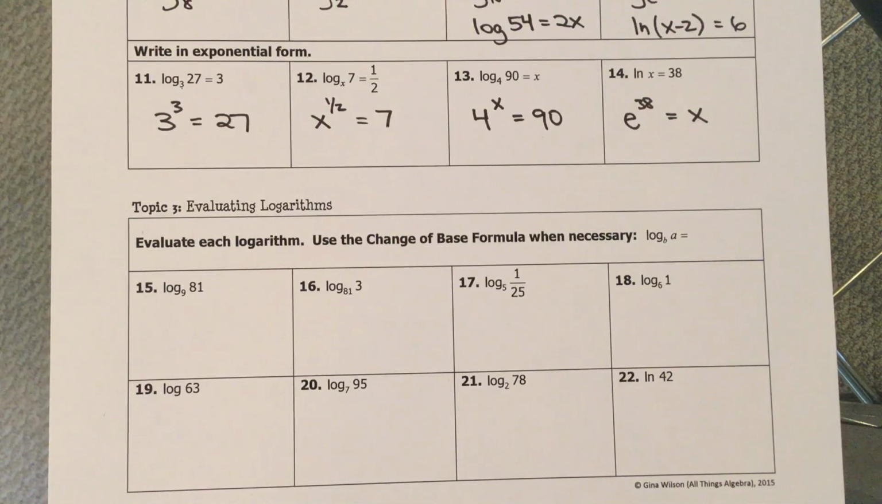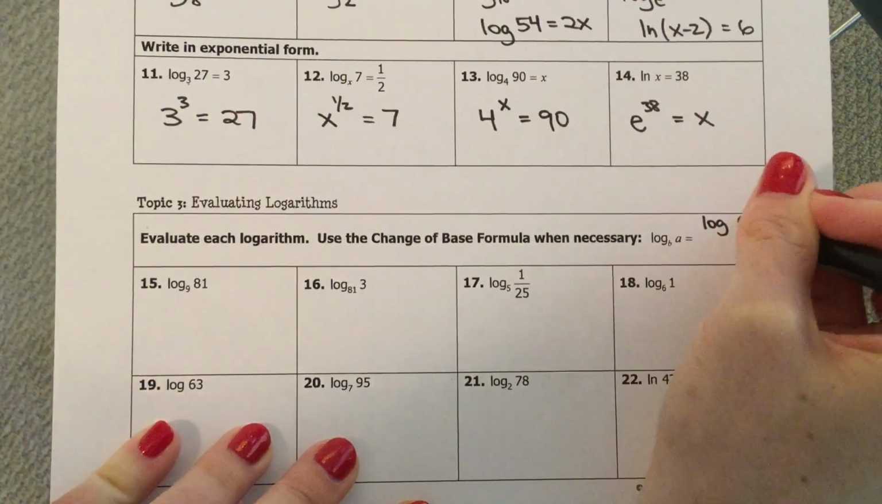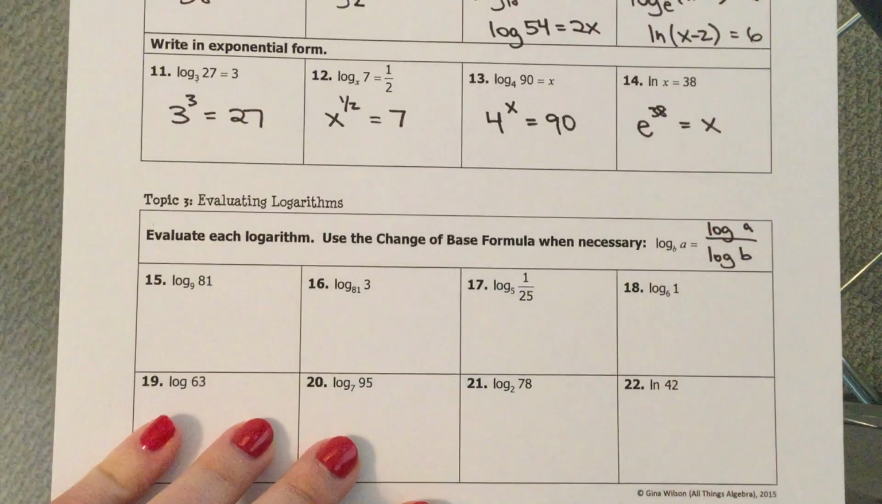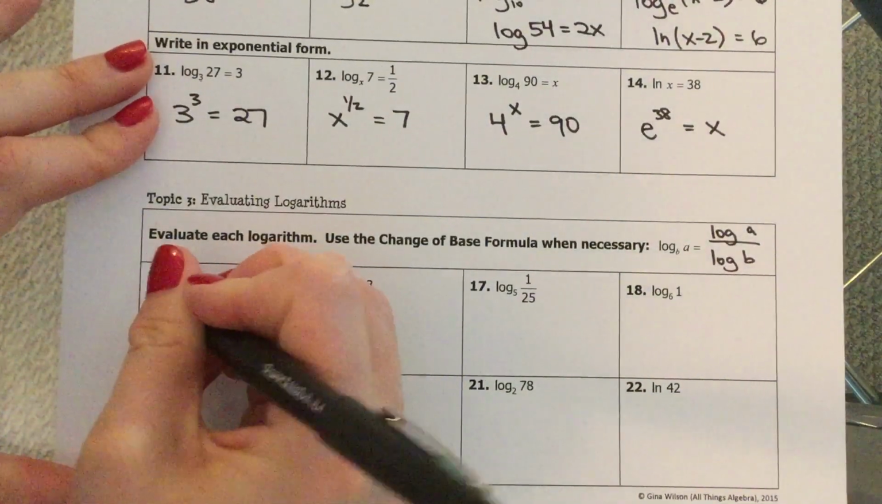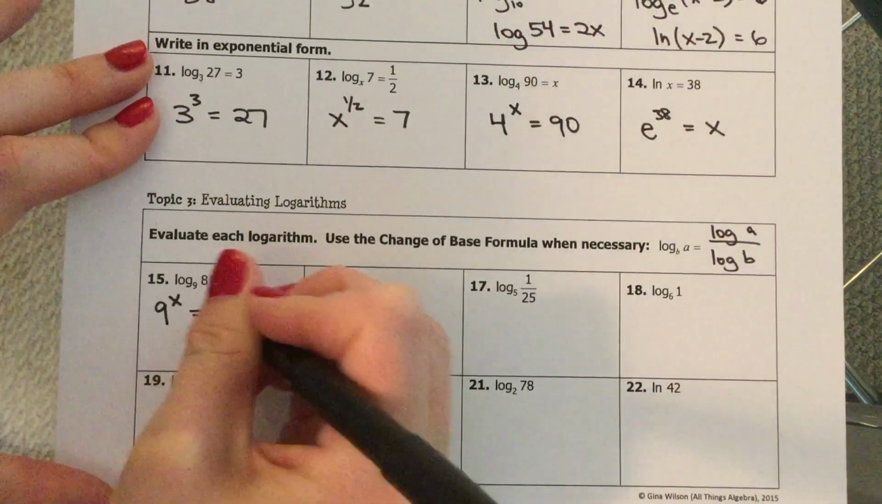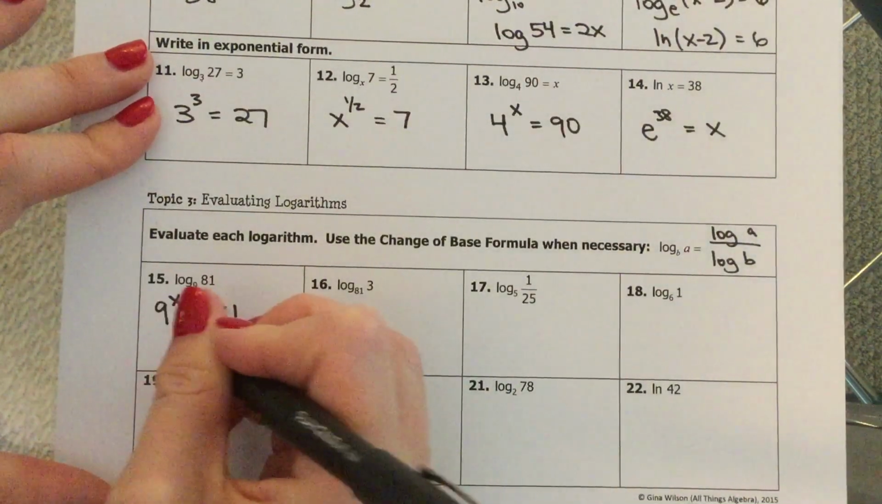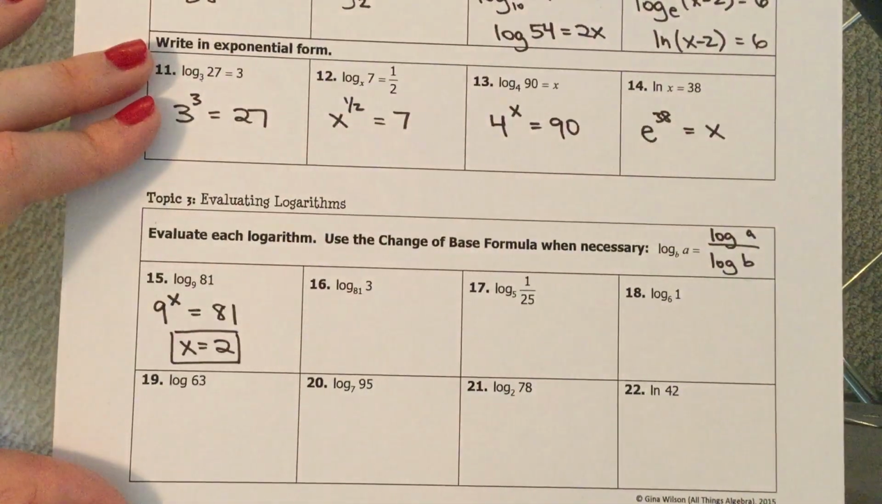All right, so the change of base formula is this: common log of A divided by the common log of B. All right, so this one, you figure out 9 is the base. We do not know the exponent. It's supposed to come out to equal 81. So in this case, the exponent that's missing would be 2, because 9 to the second would give you 81.